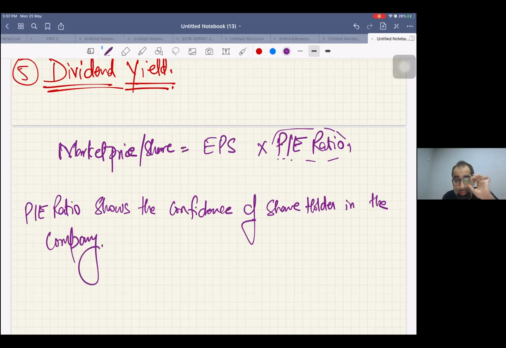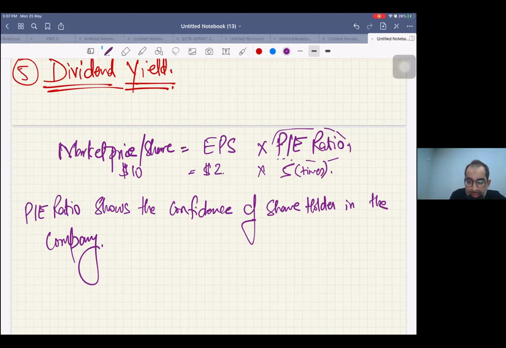Now giving you a few examples. Go slow, please. Let us say EPS of a company is $2 and the market price is $10. So 2 multiplied by how much is 10? 5. So now your P/E ratio is 5 times. That means people are paying 5 times of earnings to buy the share.